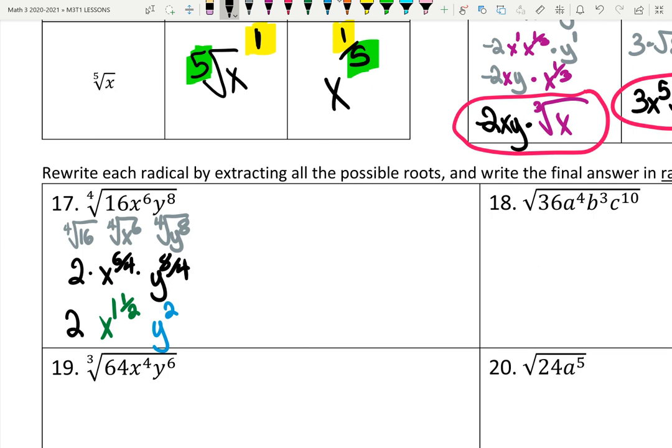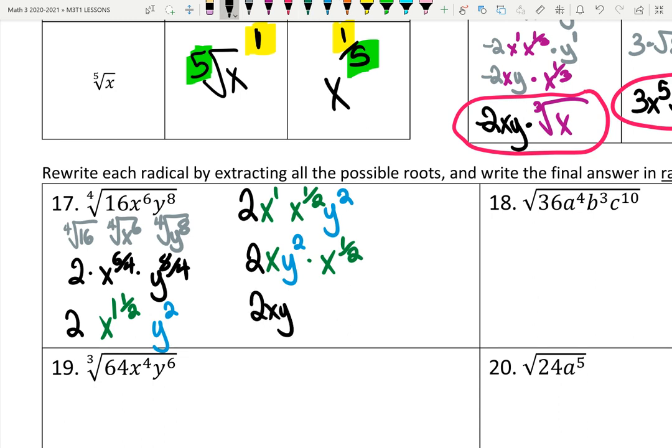I'm going to split up my green term. It's going to be 2 times x to the first times x to the 1/2 times y squared. I'm going to reorganize this to be 2x y squared times x to the 1/2. And then I'm going to rewrite that as the square root of x.